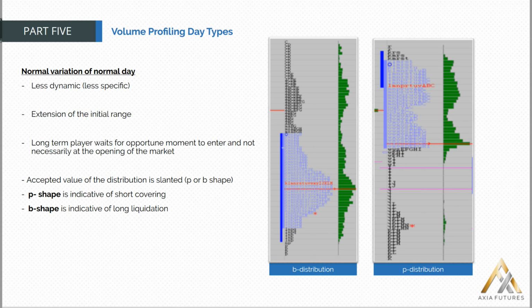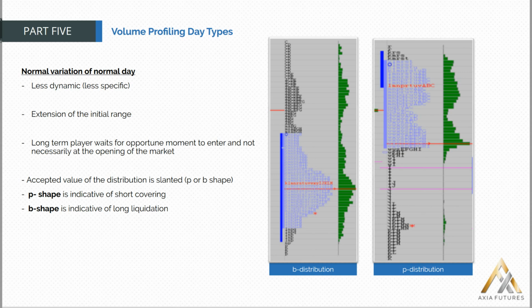Normal variation is the third non-trend day type that you can expect to see. The normal variation of a normal day is less dynamic and less specific. We tend to see an extension of the initial balance, just like we saw in the neutral day type where we extended on both sides. As you can see, long-term players wait for the opportune moment to enter, and they don't necessarily do this at the opening of the market that we saw in the normal day.